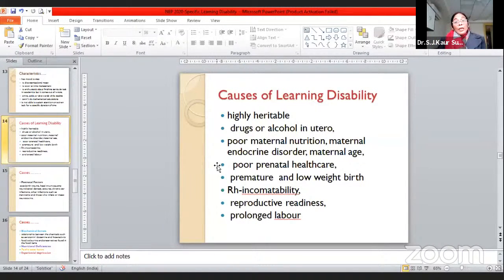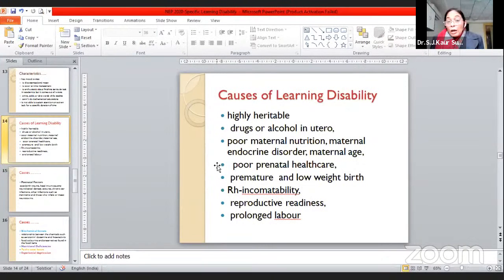In poor prenatal health care, the important thing is that if any injury happens to the fetus between the 4th and the 14th week of gestation, that period is the most critical period for the development of the nervous system. So if any injury happens during that time, during pregnancy, between the 4th and the 14th week, it may cause learning disability.